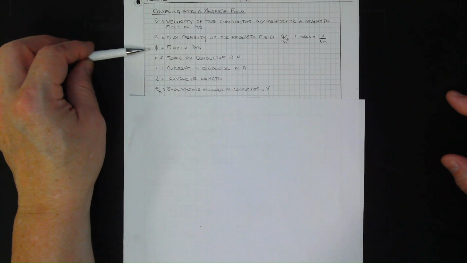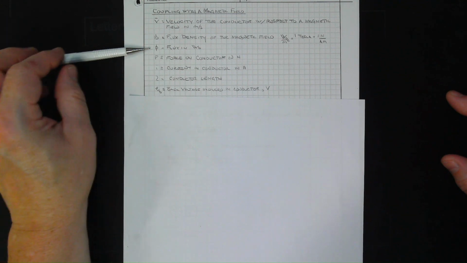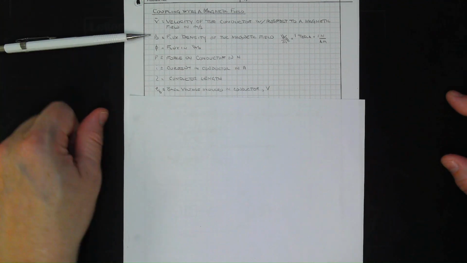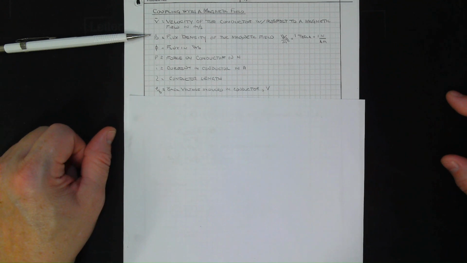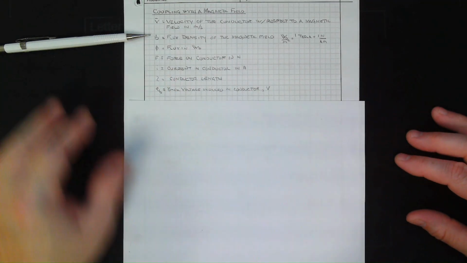Phi is flux in Webers. That's the flux of the magnetic field. B then is the flux density of the magnetic field. So that's Webers per meter squared. So you kind of have this before you look at that.